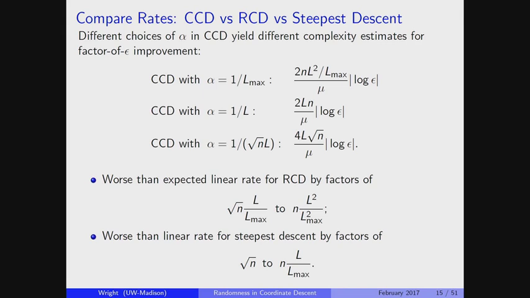So here are some values: 1 over L max, that's the step length that you take for randomized coordinate descent. 1 over L is the steepest descent step length. And then there's this one that's even smaller, but it gives the best iteration complexity. So for all of these, the cyclic method seems to be slower. It's worse than randomized coordinate descent by this factor that depends on this ratio of L over L max and n. It's also dimension dependent. So it doesn't look very good according to that measure. It's also worse than steepest descent.